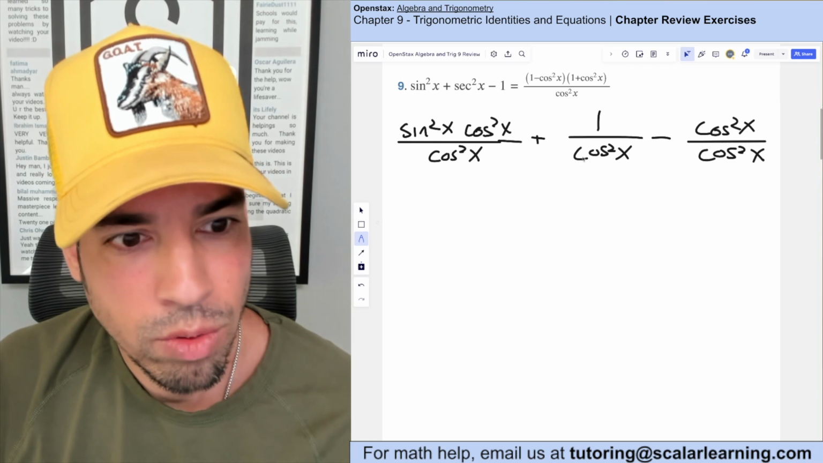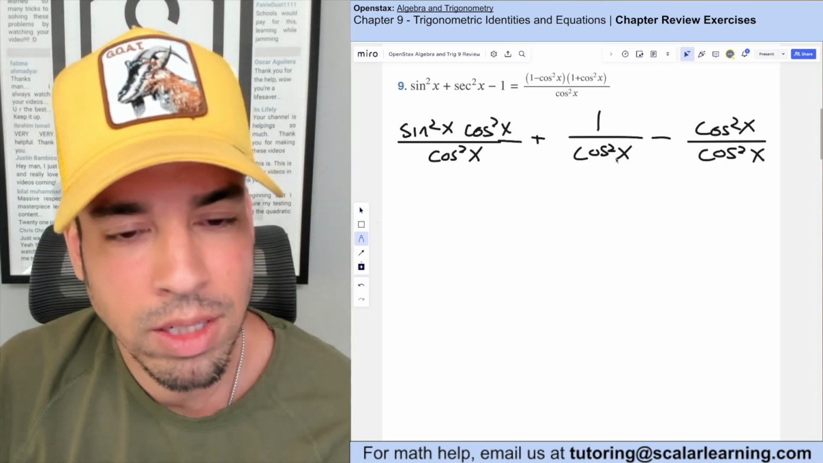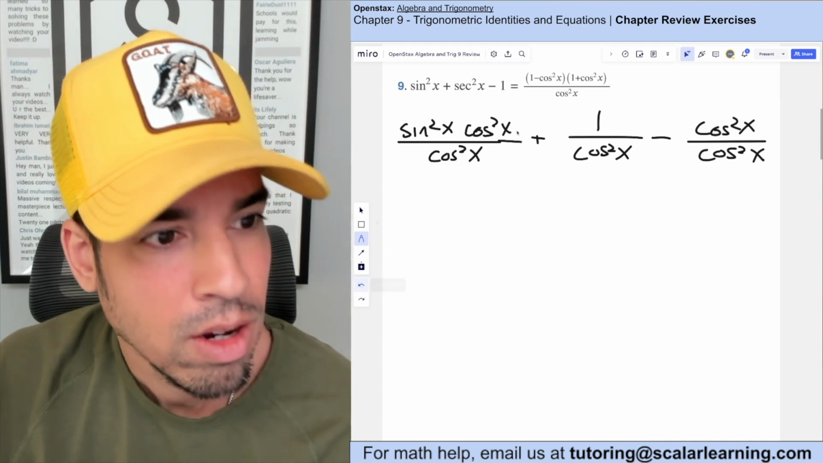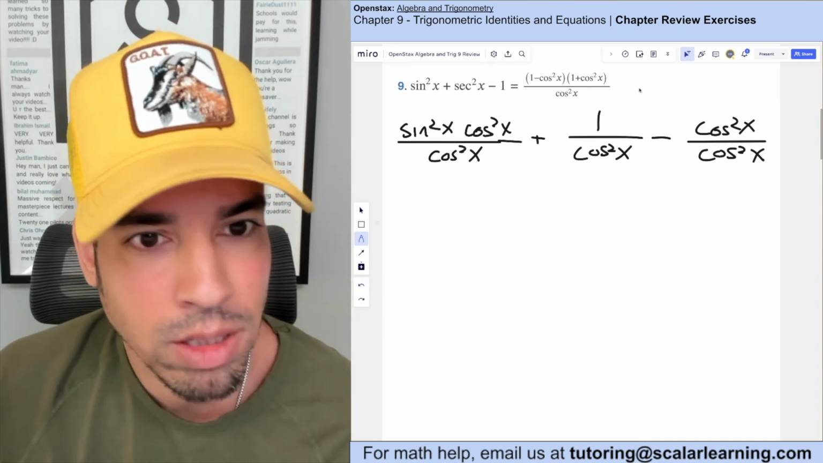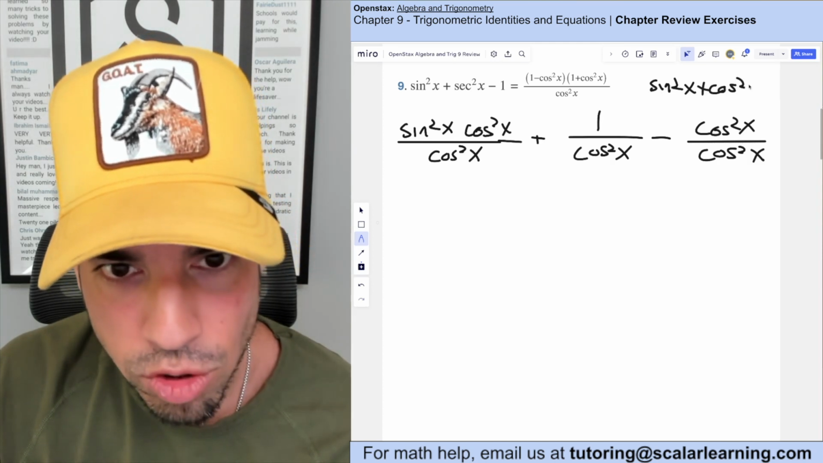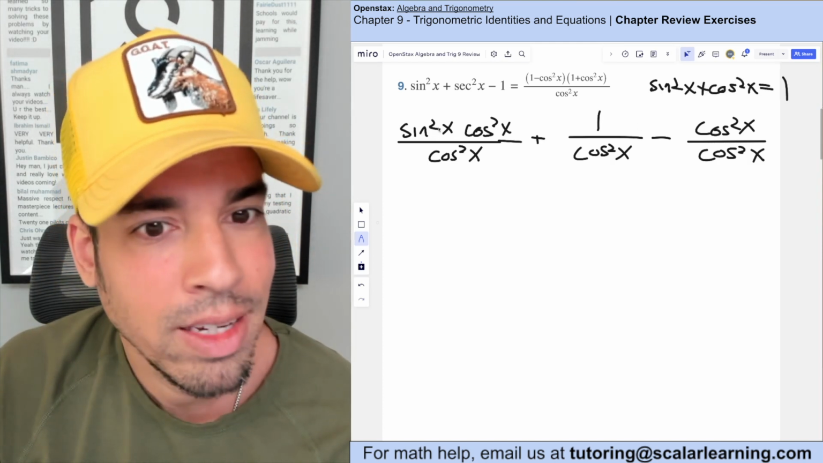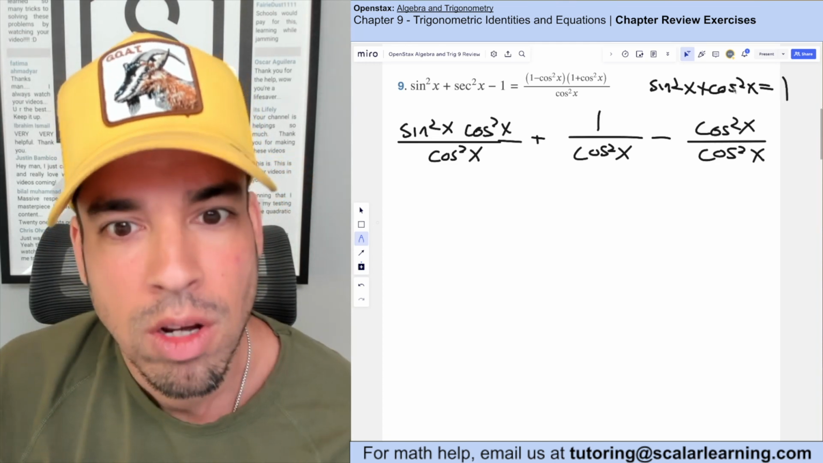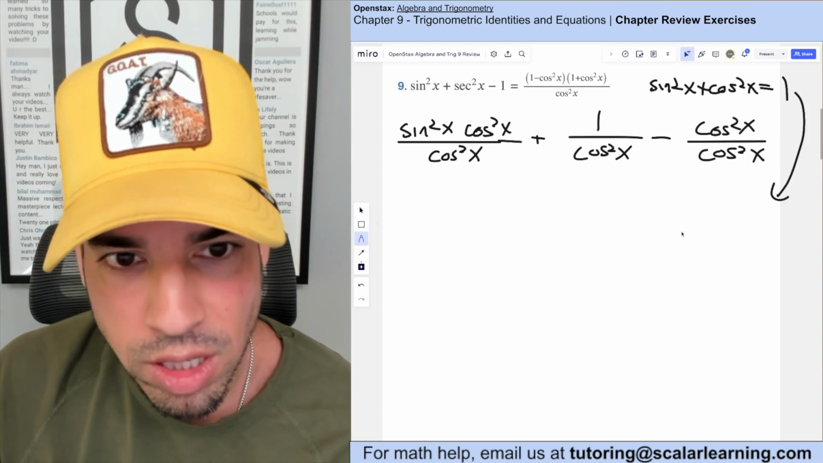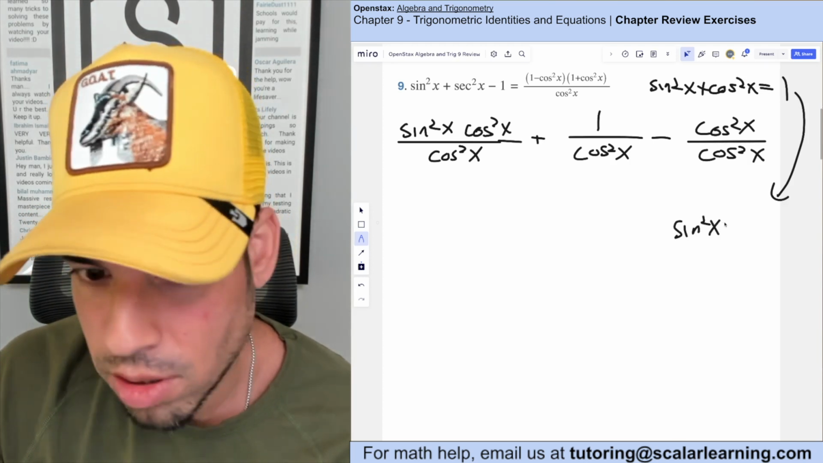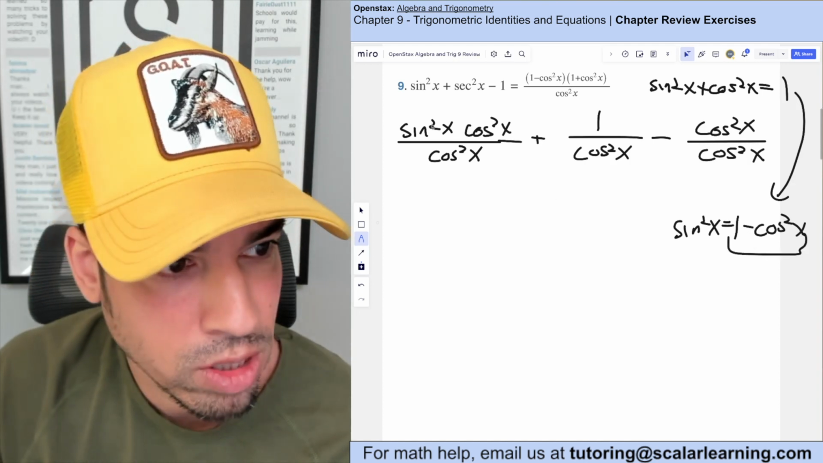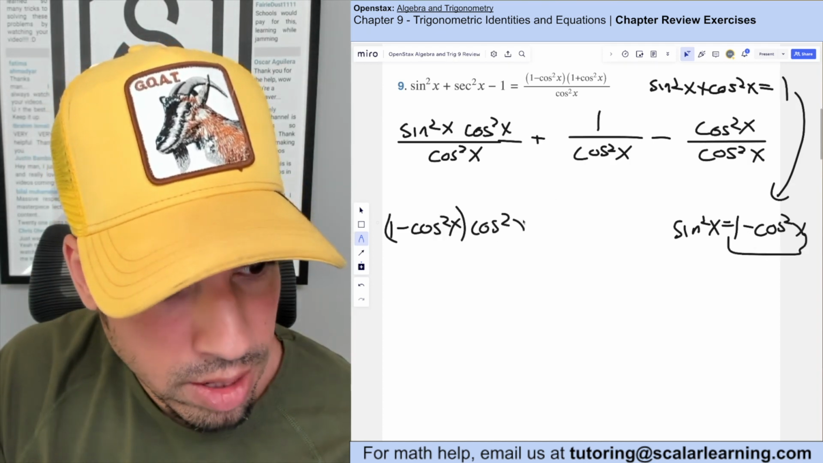Now what I'm going to do is merge everything together. But before I do that, I'm going to take this sine squared here. And we don't have a sine squared on the right-hand side. But because of our Pythagorean identity, sine squared plus cosine squared equals 1, I can replace sine squared with 1 minus cosine squared, right? Because if I subtract cosine squared from both sides, I get sine squared equals 1 minus cosine squared. So I'm going to plug this in for sine. And then I'm going to rewrite everything else as it was.